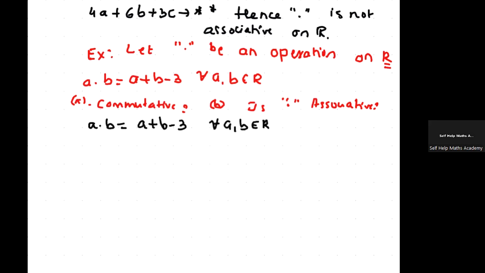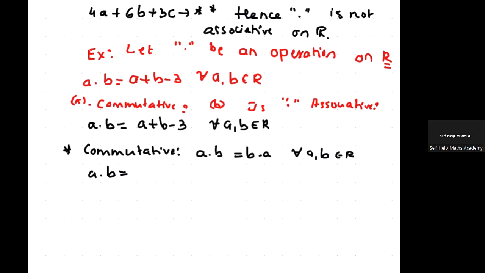Okay, now for the commutative, to prove it as commutative, we know we have to prove a dot b is equal to b dot a for all a, b belongs to R. This is what we have to prove. So let us take a dot b first, which is already defined by the binary operation. It is defined as the first element plus the second element minus 3. So therefore it is a plus b minus 3. Let me take this as star.